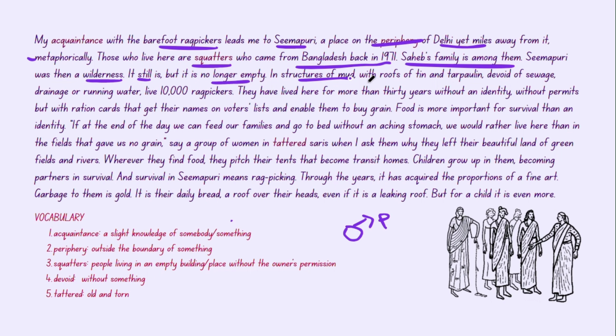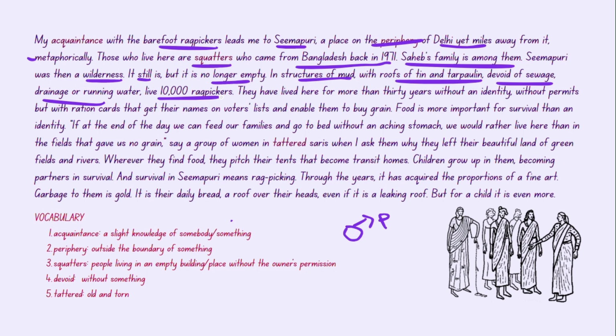In structures of mud with roofs of tin and tarpaulin, devoid of sewage, drainage, or running water, live 10,000 rag pickers. Now, this place is still a wilderness, still ignored by people living in Delhi, but it is no longer empty. It is now occupied by 10,000 rag pickers who have created their houses of mud structures with roofs of tin and tarpaulin. So they have made the kacha houses.